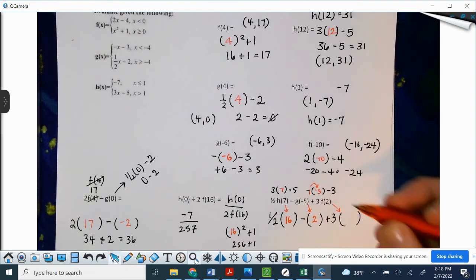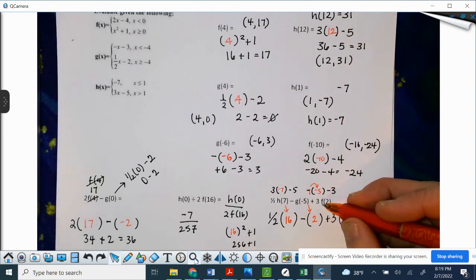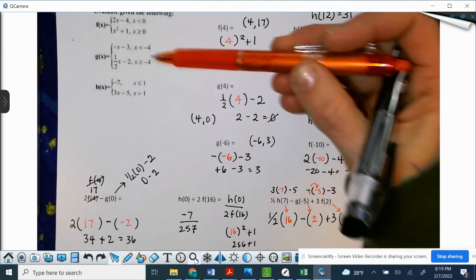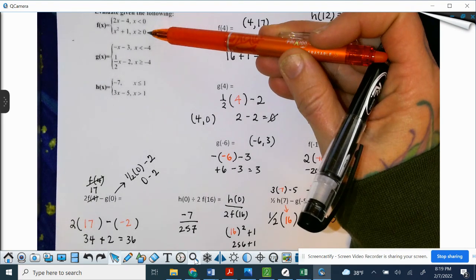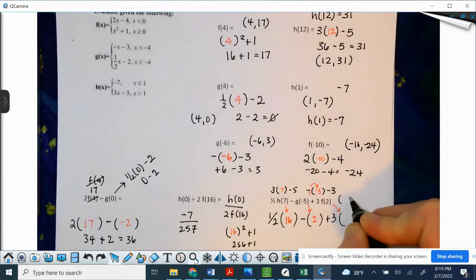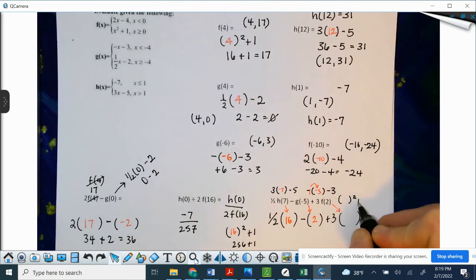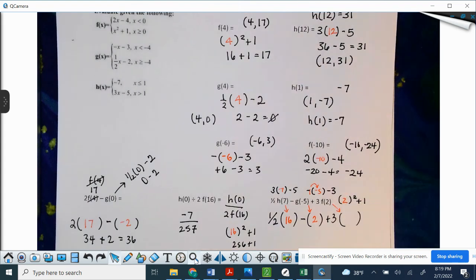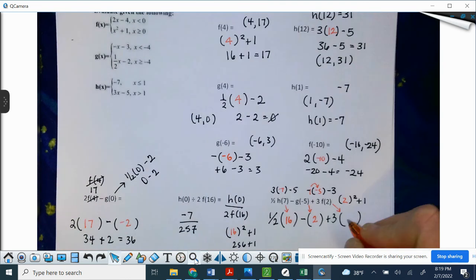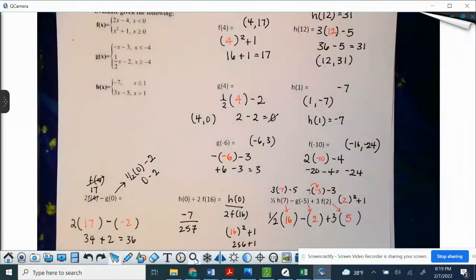And then last but not least, Frank's function. We're going to go up to our f and decide, is 2 less than 0 or greater than or equal to 0? It is greater than. So we're going to do x squared plus 1. And in this case, the x value is a 2. And 2 squared is 4 plus 1, which gives me 5. Now, you've done a lot of math, but we're not done yet. We still have some things to do.